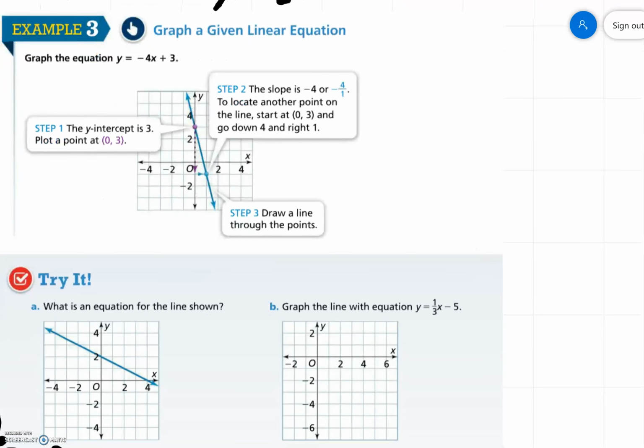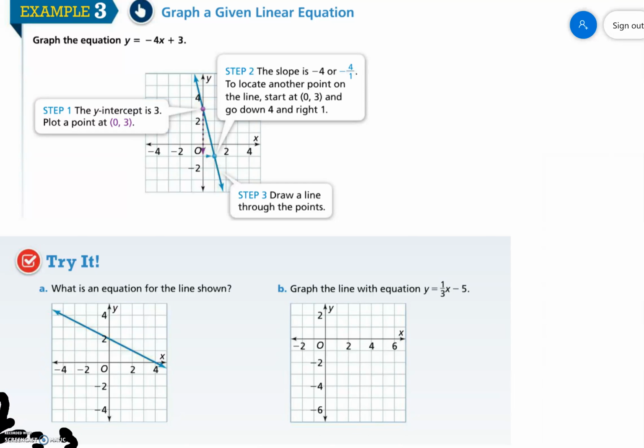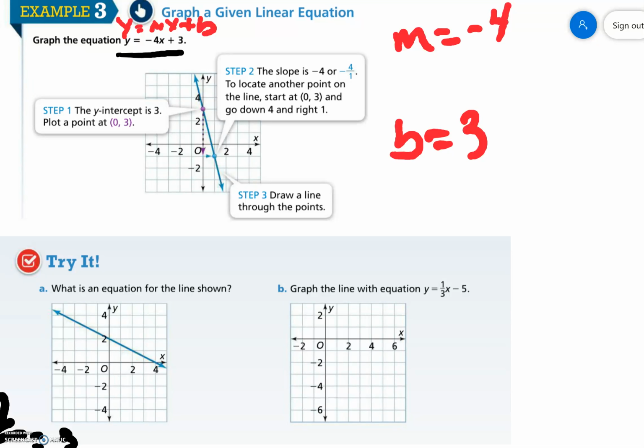Other way around, they want us to graph it. So they're going to give us the equation and we have to graph it. So remember, I'm going to say it over and over again: y equals mx plus b. So here we can pull out our m is negative 4 and our b is 3. I always start with the b, that's the easiest. That's your y-intercept. So you know on the y-axis, you should put a point at 3. That's your b. From there, you're going to use your slope.